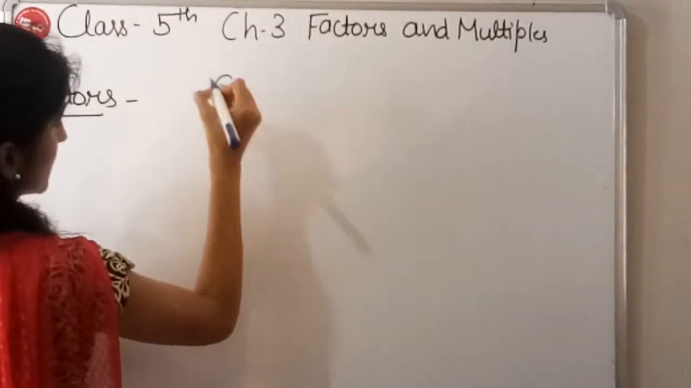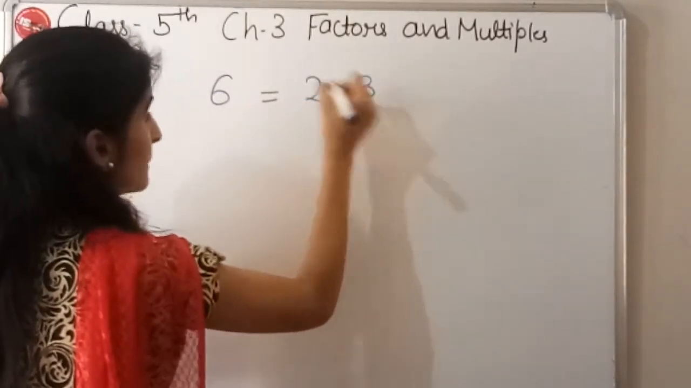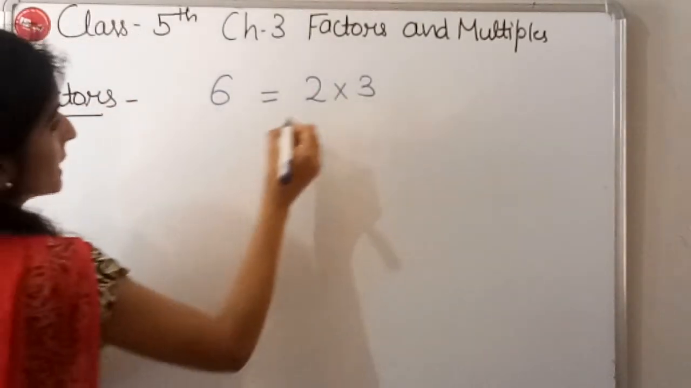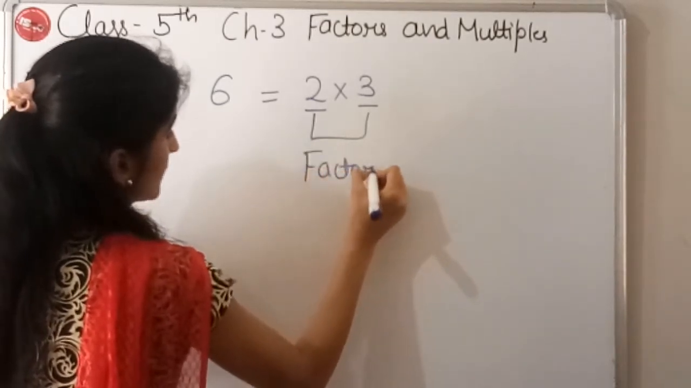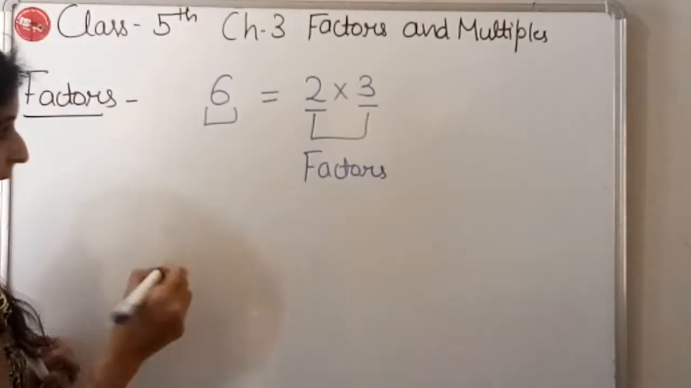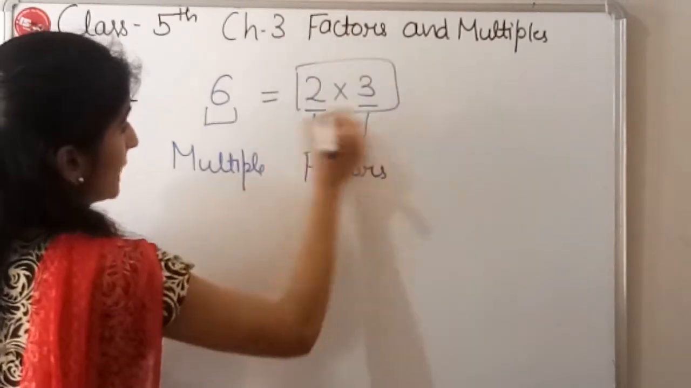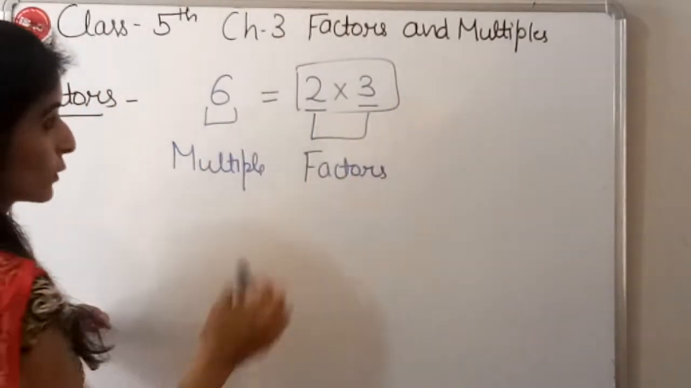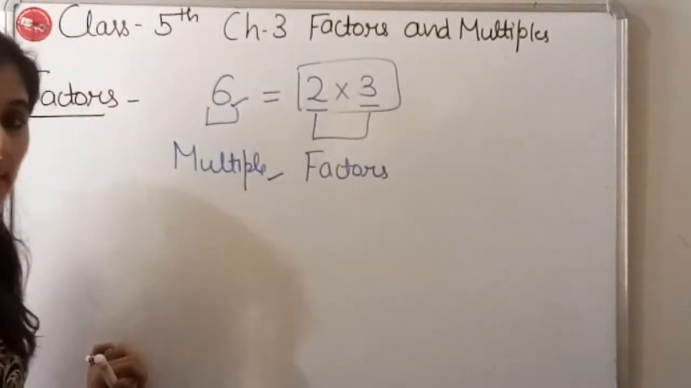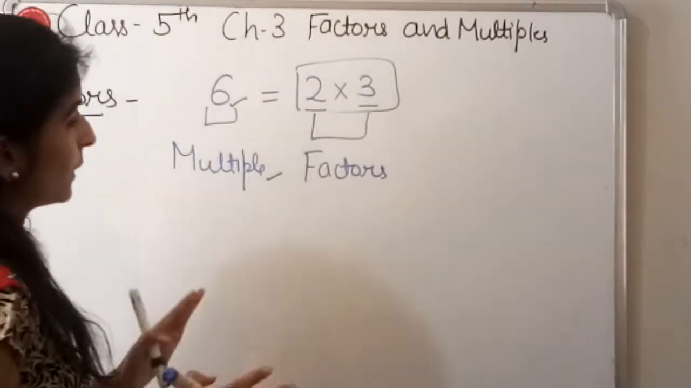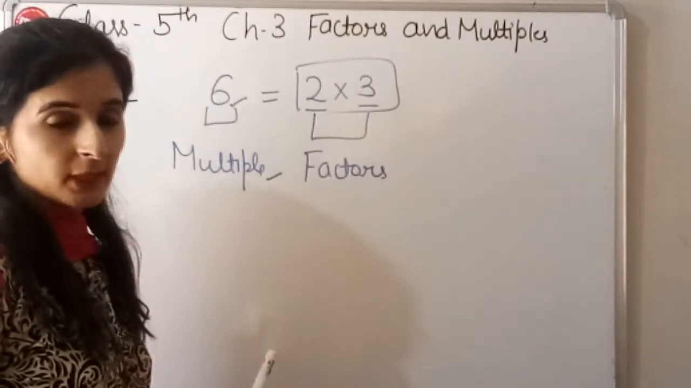Suppose we have been given this number 6, and this 6 we can write like 2 multiplied by 3 also. So this 2 and 3 are called the factors of this number 6, and this 6 is called the multiple of 2 and 3. Clear? So this 2 and 3 are called the factors and the 6 is called the multiple. Fine. Now we have to check how we can find the factors of a given number.